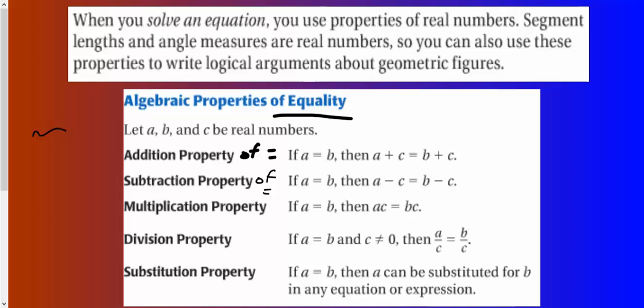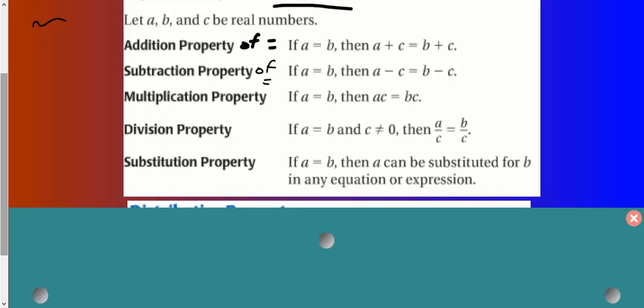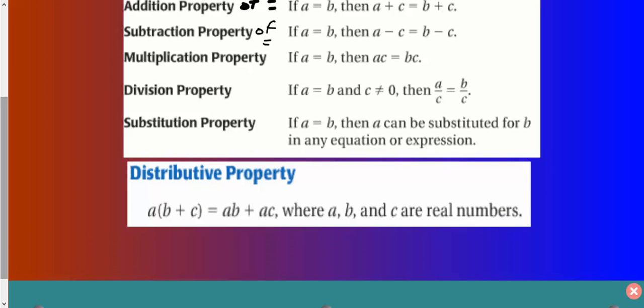So these are the properties of equality. And then the substitution, I'll do an example of what that is. If A equals B, then you can substitute A in for any B value or vice versa into an equation. And you guys are very familiar with the distributive property. That is another one of our properties of algebra.